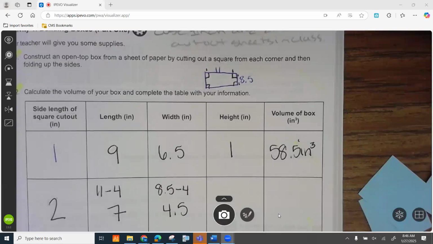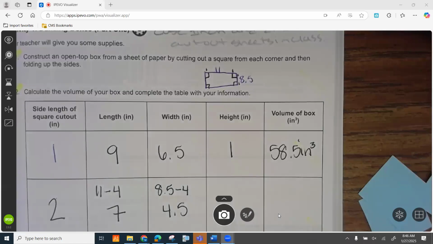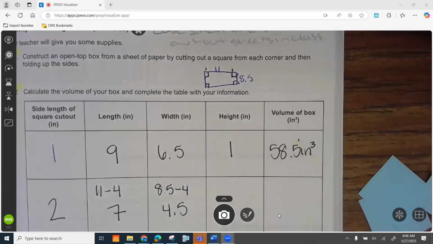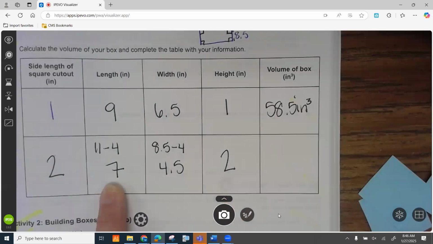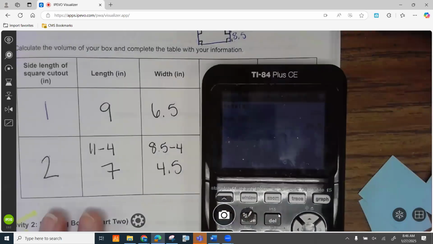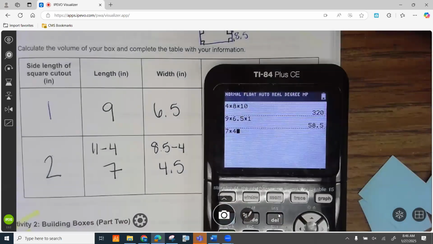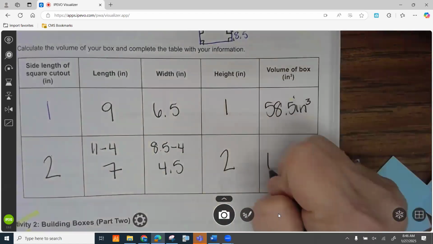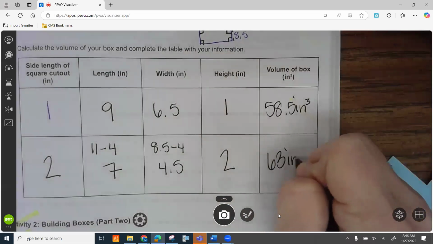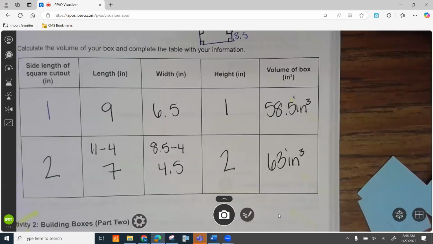Or you can measure it and actually see. Well, what's the height on it? The height was basically the 2 inches that I had cut out. So we're going to write 2 right here. So what is our volume? When we do 7 times 4.5 times 2, it comes out to be 63. So we actually increased our volume by doing that.